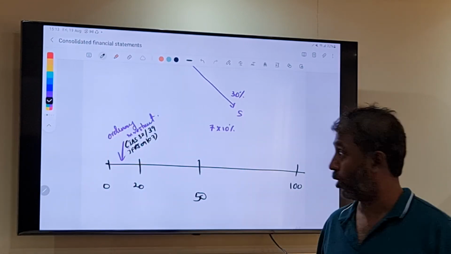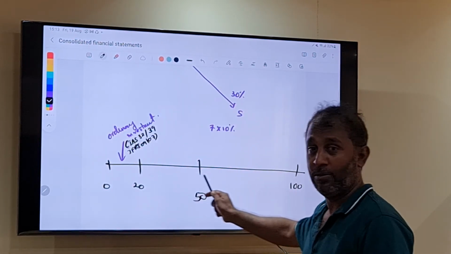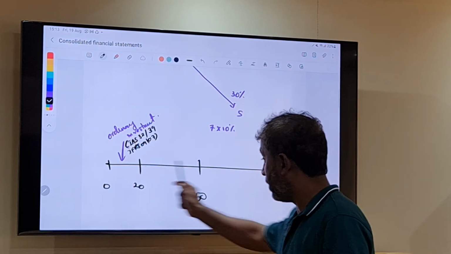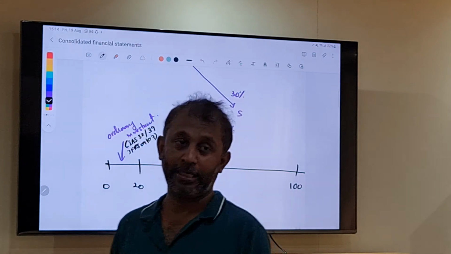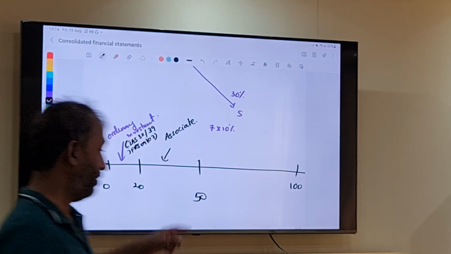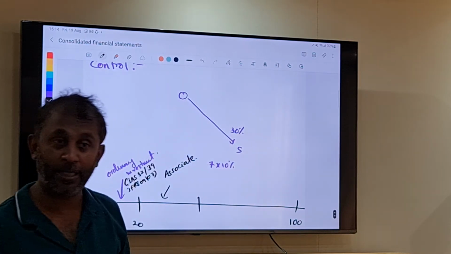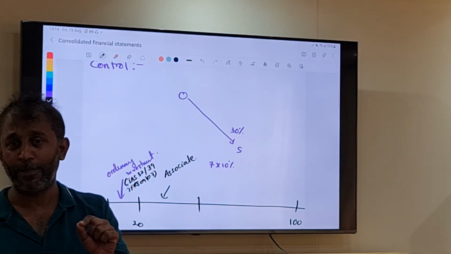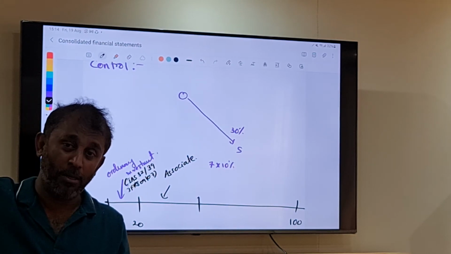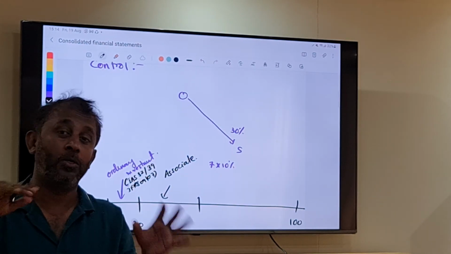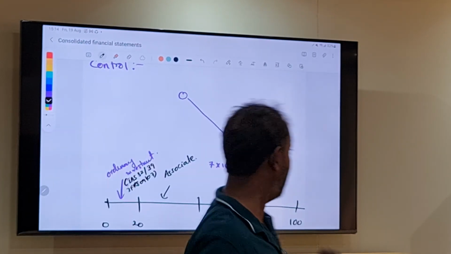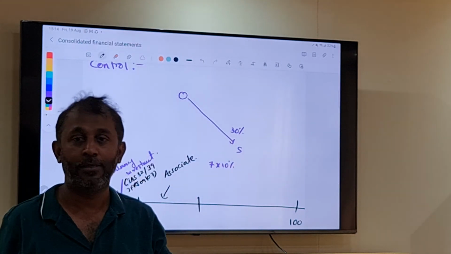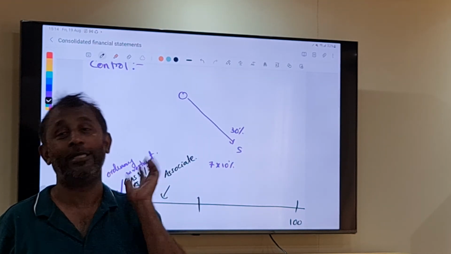After that, I have the next border now, the next cutoff line, 20 to 50. In the mathematical equation, 20 to 50, we call it an associate. If you see here, in this example, in normal circumstances, my investment is 30%. 30% is above 20 and below 50. So in this range, normally you name this company as an associate. Now who is the associate, is it O or S? S is the associate.